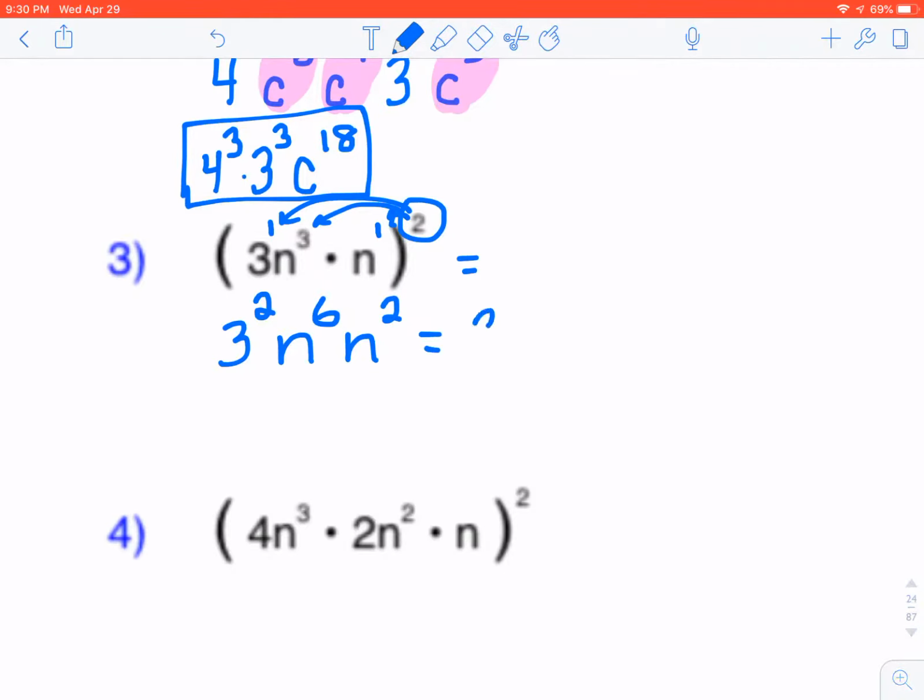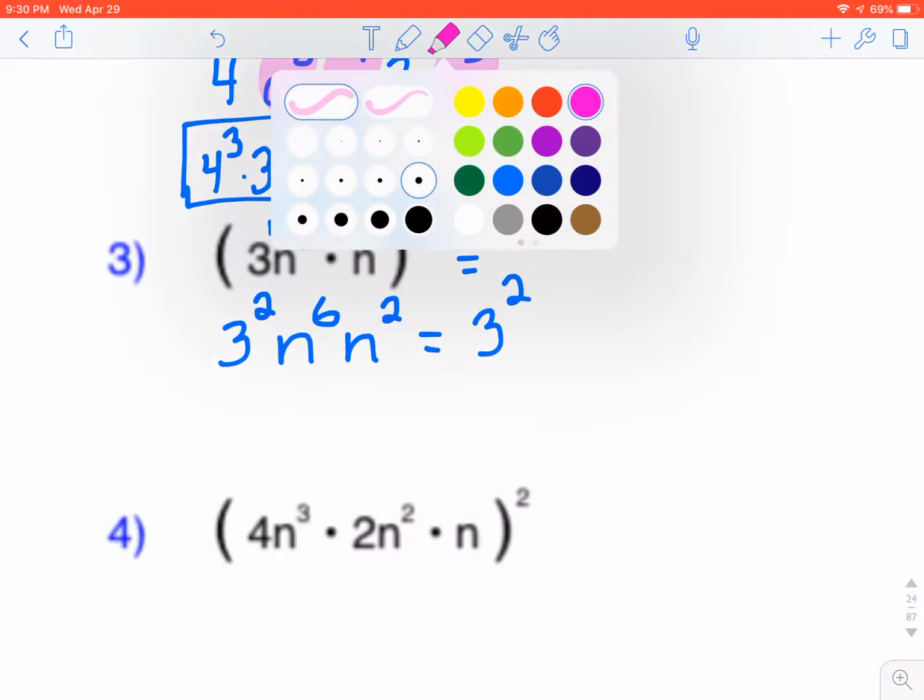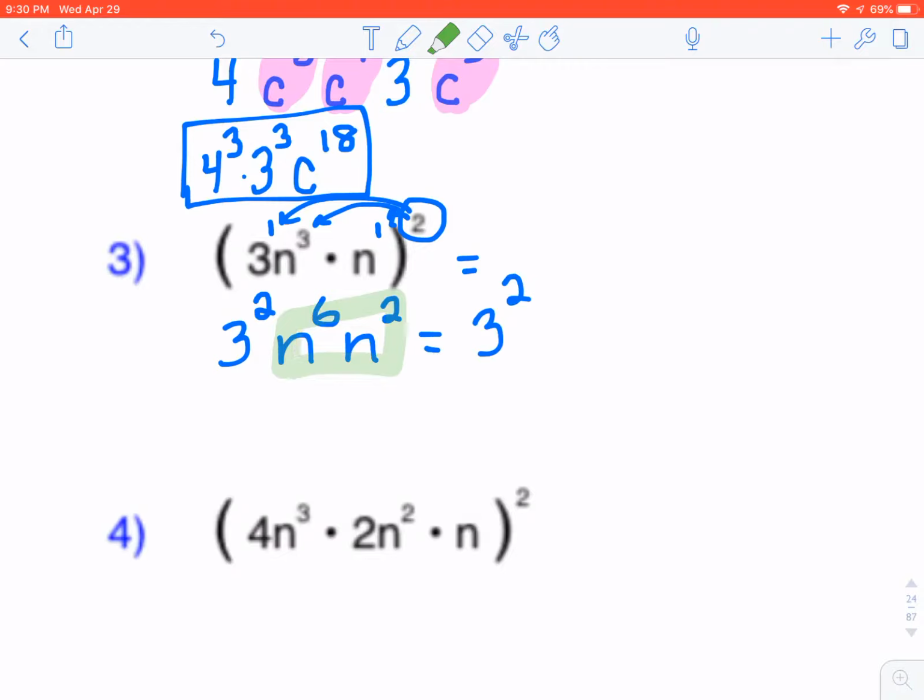Okay? So your coefficient of 3 squared, you're just going to rewrite. There are not any other 3 squareds here, or base of 3. We're then going to look at the n's that are repeated. So remember, when you multiply same base, you're adding your exponents. So 3 to the second, n to the 8th.